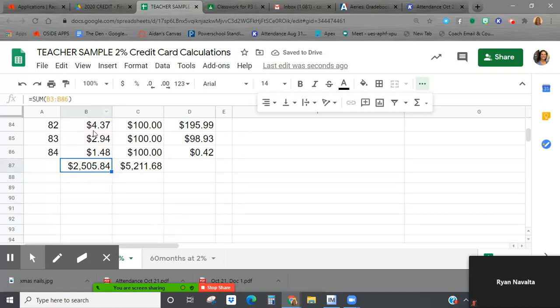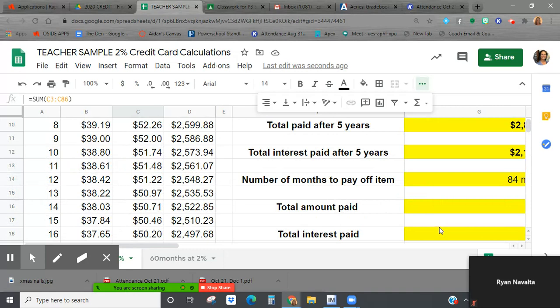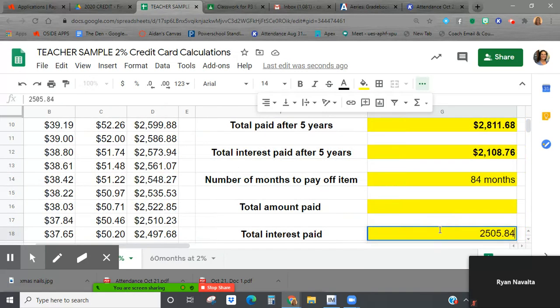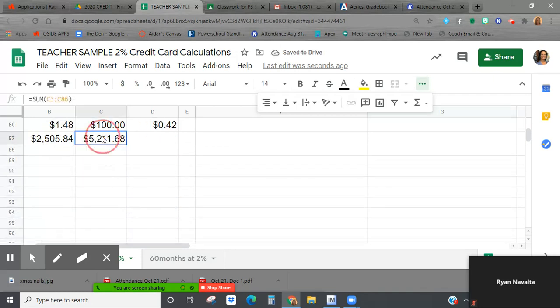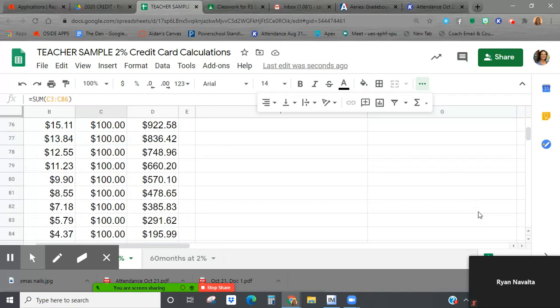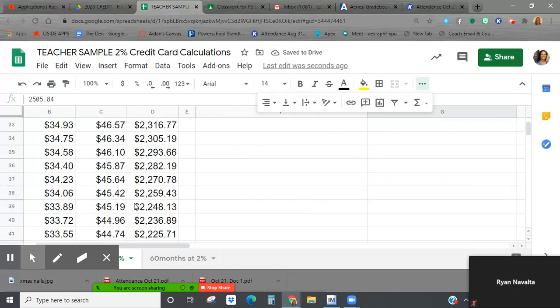This total is the total of the interest that I paid on my item. This is the total amount that I paid for my item. So $2,508.43 is my total interest, and the total amount paid is all the sum of the payments, $5,211.68. And again, these two came from the summation in the columns way down here.